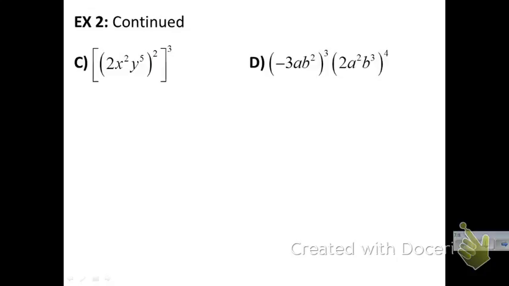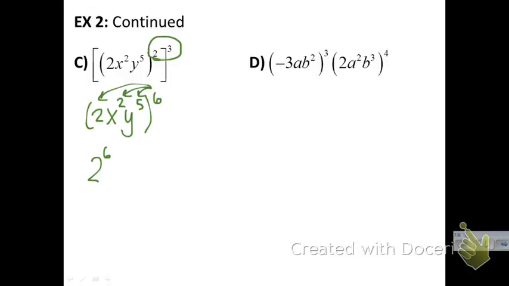Here, again, if you notice that those are stacked, I'm going to go ahead and multiply those first. So it becomes 6, and then distribute the power to everything. So we have 2 to the 6th, x to the 2 times 6, which is 12, y to the 5 times 6 is 30, and then we simplify the 2 to the 6th to be 64, and then that one's simplified.